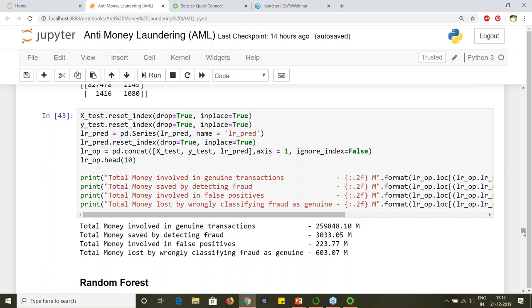So the ROC AUC curve, this AUC score, it is the ratio of the true positive rate divided by the false positive rate.